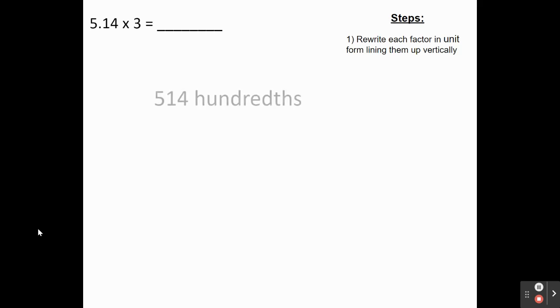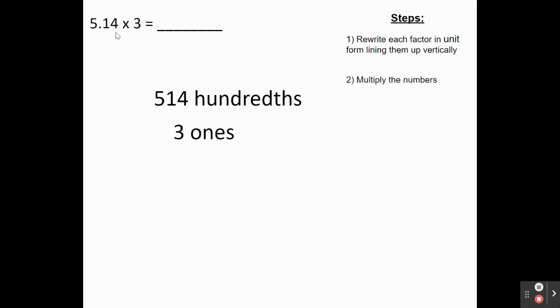Here, we're going to multiply 5 and 14/100ths by 3 ones. The first step is to rewrite each factor in unit form, lining them up vertically, which means one on top of the other. I like to place the number that has the most digits on the top. So that would be our first factor, 514/100ths. We know it's in the hundredths place since the 4 is in the hundredths place. Underneath, we're going to write 3 ones.